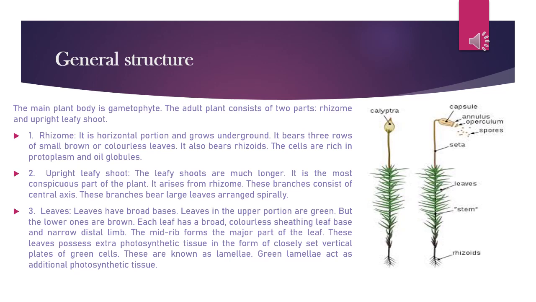The leafy shoots are much longer and are the most conspicuous part of the plant. The leafy shoot system arises directly from the rhizome. These branches consist of a central axis and bear large leaves arranged in a spiral condition. When we see a single leaf, it shows a broad base. The upper side of the leaf is green in color whereas the lower portion is brown in color.